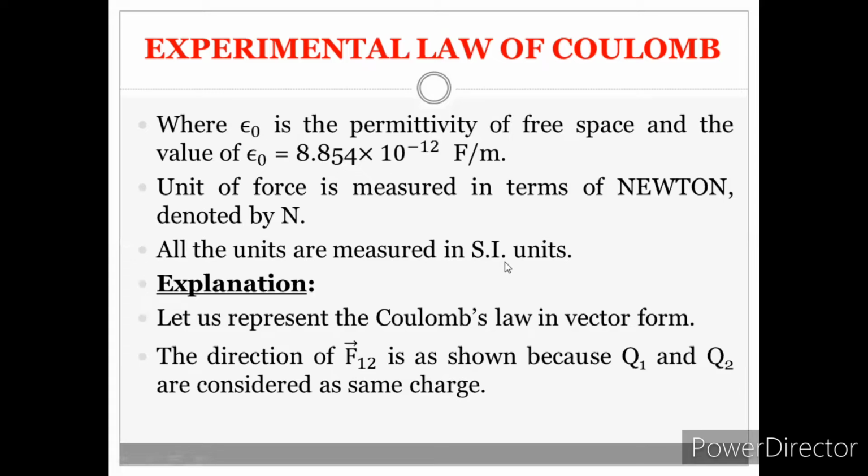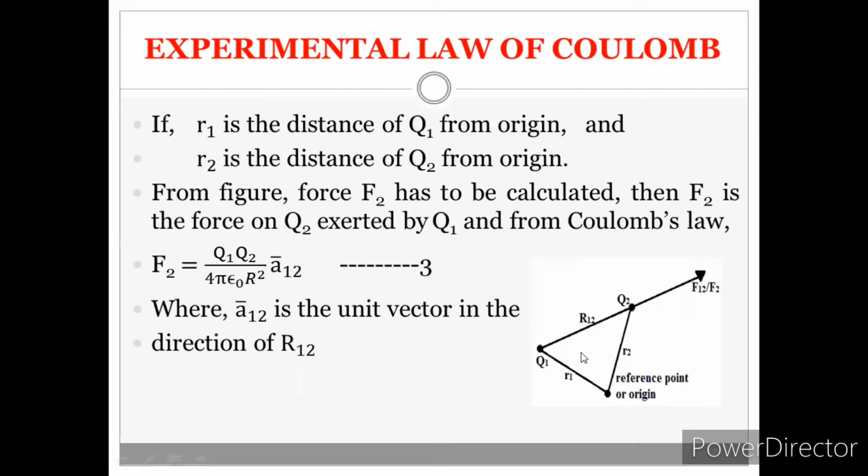Now let us see the explanation in terms of the vectors. So let us represent the Coulomb's law in a vector form. The direction of force F12, you can observe the notation here, the top of F is given an arrow mark. It indicates the direction of the force in which it is moving. It is shown because Q1 and Q2 are considered as same charges. So you can observe Q1 and Q2 are of same charges. When same charges are brought nearer, they get repelled. And the distance between them is given by R12.